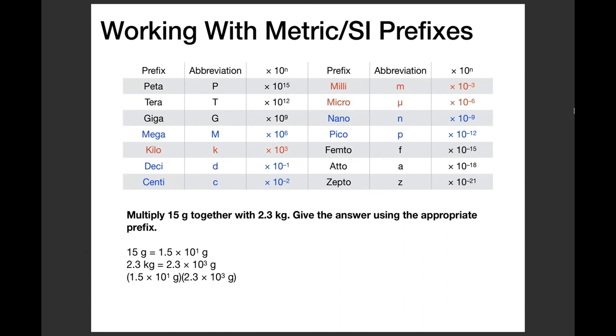The next thing we would do is multiply these together, multiplying the pre-exponential terms and then adding the exponential terms. We would also multiply grams by grams to give us grams squared. This would yield 3.45 times 10 to the 4 grams squared. Converting this into the nearest metric prefix, we would take 10 to the 4, giving us kilograms, leaving us with 34.5. So the answer would be 34.5 kilograms squared. In the next video, we'll get into the fact that the reported answer that we would really give would be 35 kilograms squared.